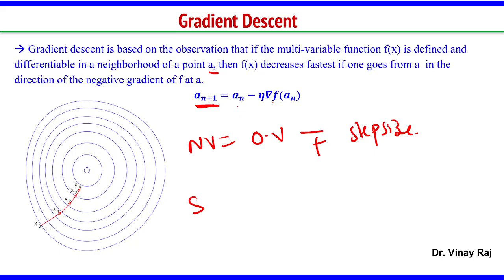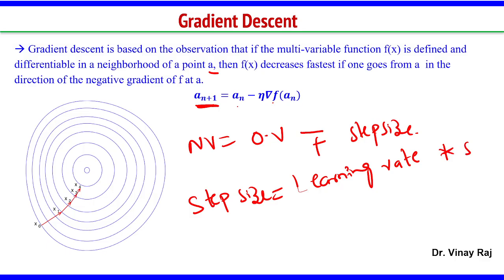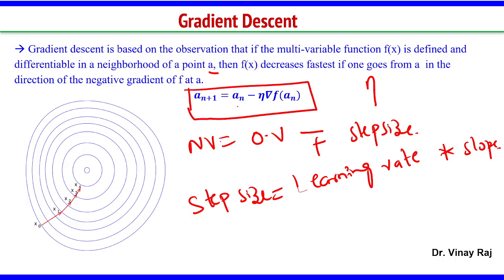What is step size? Step size is learning rate times slope. Here, eta represents the learning rate and the slope is represented by the derivative value, delta f of a of n. This is the core formula in the gradient descent algorithm.